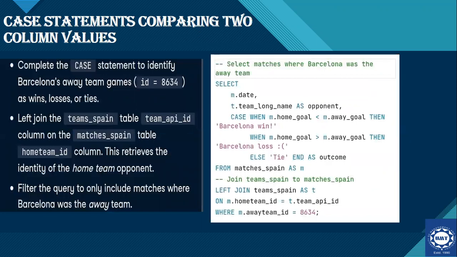Then case statements comparing two column values. Complete the case statement to identify different columns as wins, losses, or ties. Left join the team Spain table, team AP ID column on the matches Spain table, home team ID column. This retrieves the identity of the home team opponent. After that, simply filter the query according to your result.